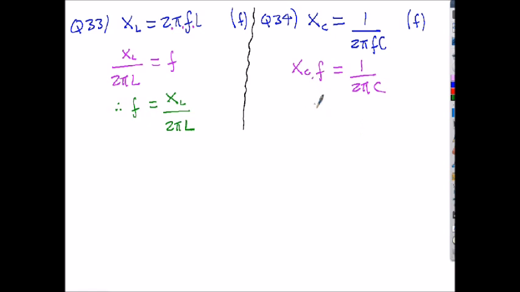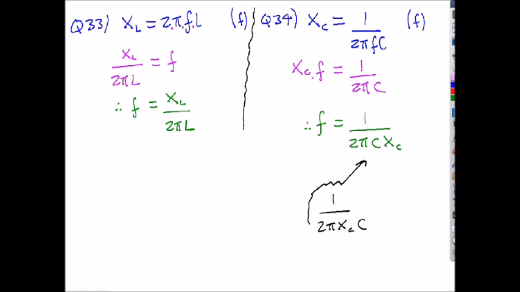But I don't want XC multiplied by F on the left hand side, I simply want F, so I need to now divide both sides by the XC. So therefore my frequency F is equal to 1 divided by 2 pi C XC. Just for reference here, of course, it doesn't matter which way you write this on the bottom line. I could have had 1 divided by 2 pi XC multiplied by C. It doesn't matter which way round you write those. It doesn't make any difference in this case.